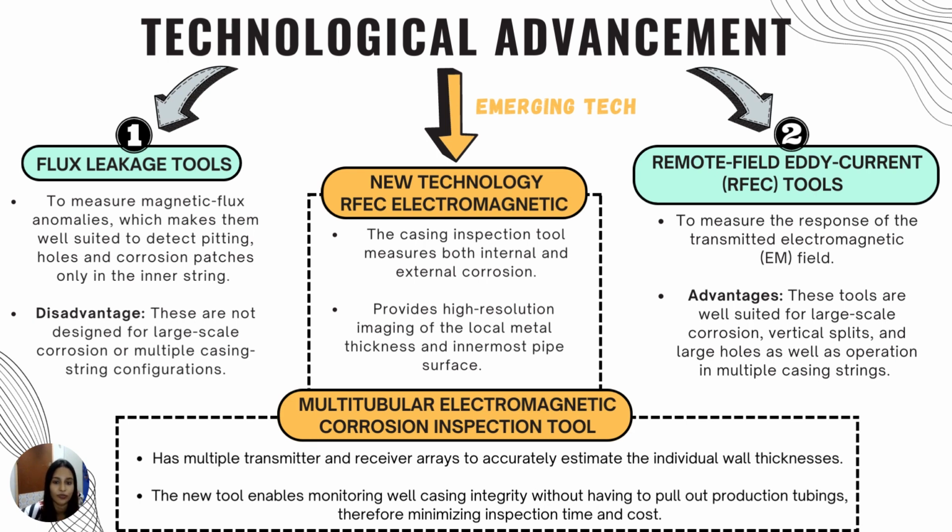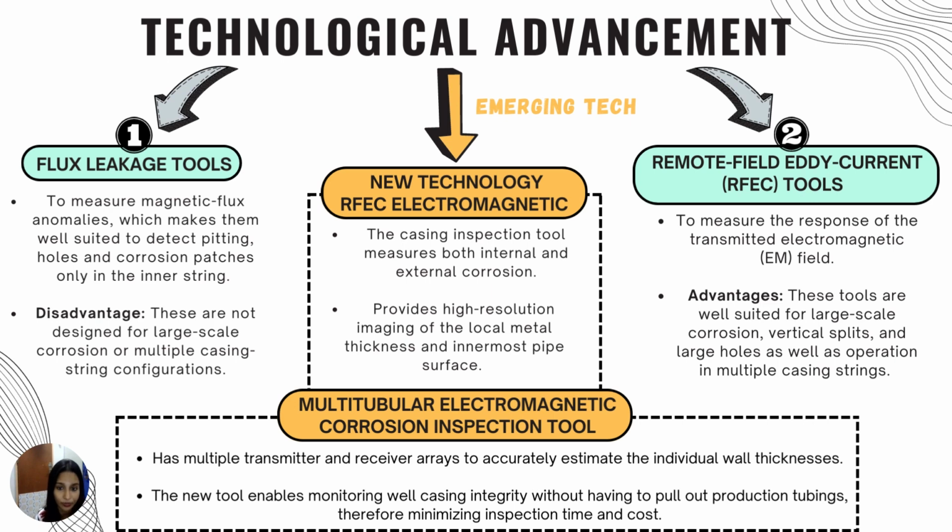So next, they have moved on to the remote field eddy current, which is an RFEC tool. It measures the response of the transmitted electromagnetic field. And this tool, in terms of advantages, is well suited for large scale corrosion, vertical splits, and also large holes, as well as operation in multiple casing strings. So this is one of the latest technologies. However, it's not very latest yet because it was found a few years back, according to some of the articles that we went through earlier.